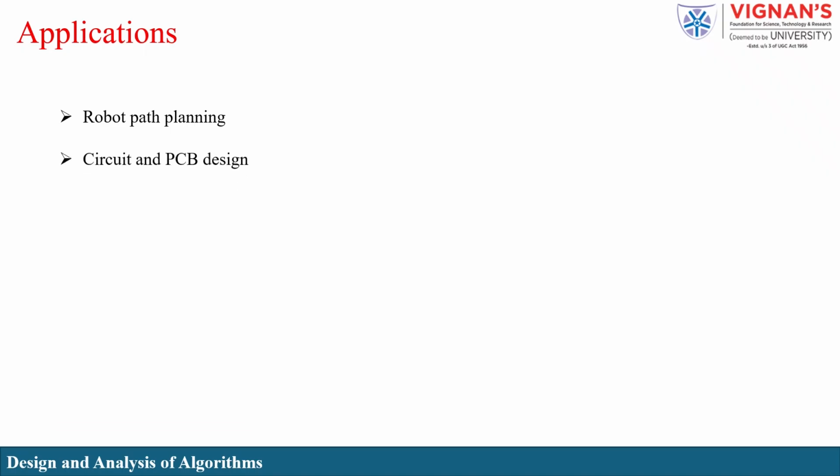Now let us look at the applications of the Hamiltonian cycle. First, robot path planning. A robot must visit every location exactly once and return to the starting point. Second, circuit and PCB design. All components are connected efficiently without repeating paths. Third, scheduling and task ordering. Each task is performed once in a fixed cyclic order.